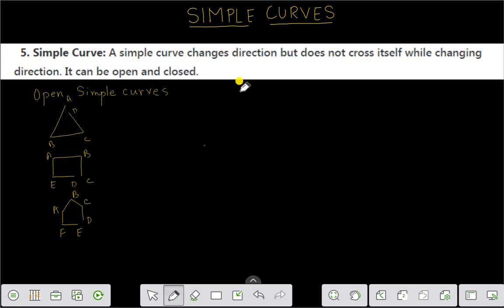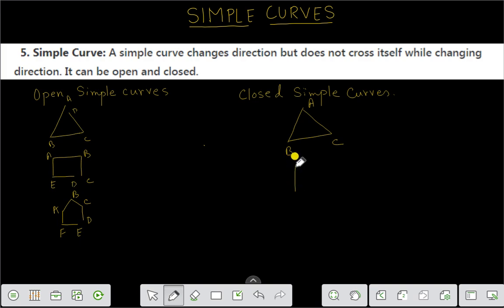Now we'll draw the example of closed simple curves. Closed simple curves. Closed simple curves have no endpoints, therefore they can be written or drawn like this. This is a triangle and it is ABC. These are closed simple curves A, B, and C.